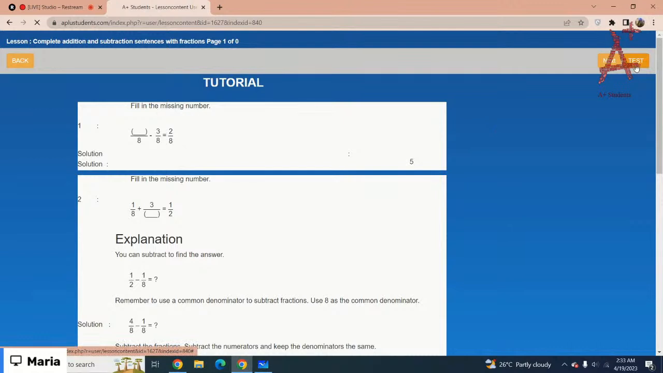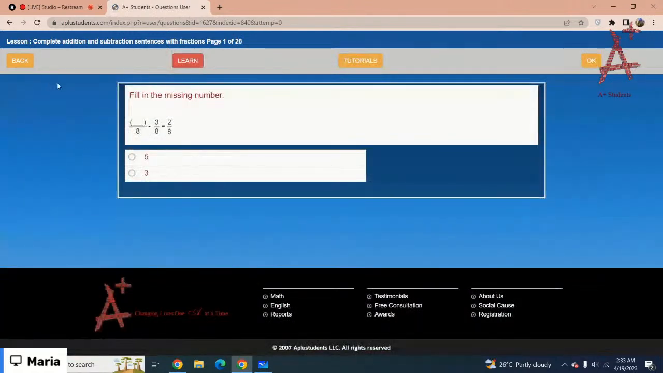Let's just start with the test questions. Okay, the first question is exactly the same. You can look at the options. Which number when subtracted from 3 equals 2? You are given two of the options, 5 and 3. So which is the correct option?